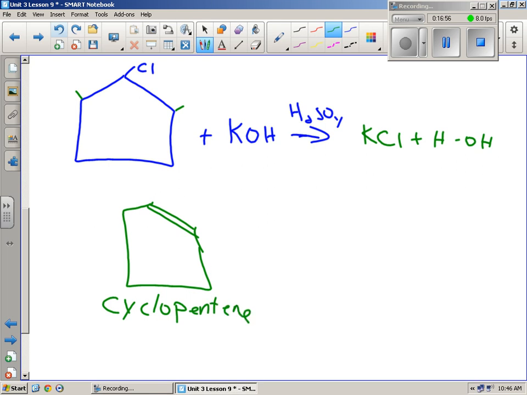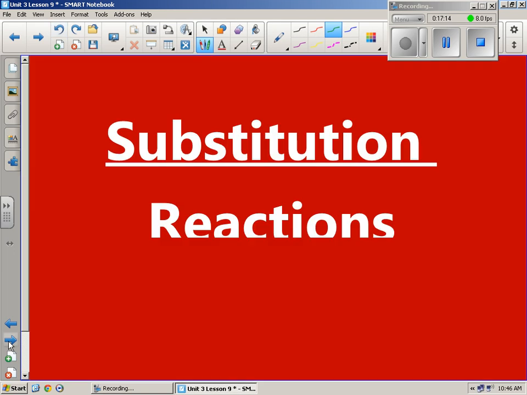And I don't have to indicate where that double bond is, of course, because it's always on carbons 1 and 2, right? So cyclopentene. It doesn't matter where you put it. Okay. So that's elimination, the opposite of addition. Now we're going to talk about substitution.